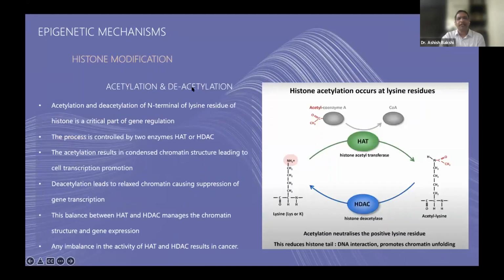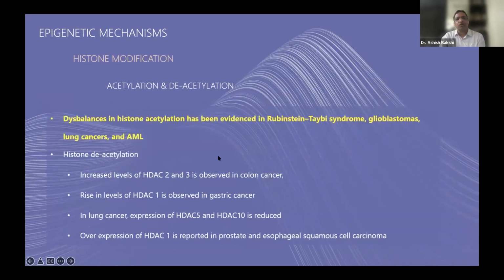Now, acetylation and deacetylation, as has been mentioned, involve enzymes called histone acetyltransferases and histone deacetylases. Acetylation results in a relaxed chromatin structure leading to transcription, whereas deacetylation leads to condensed chromatin, causing suppression of gene transcription. Imbalances in acetylation have been documented in glioblastomas, lung cancers, and AML.